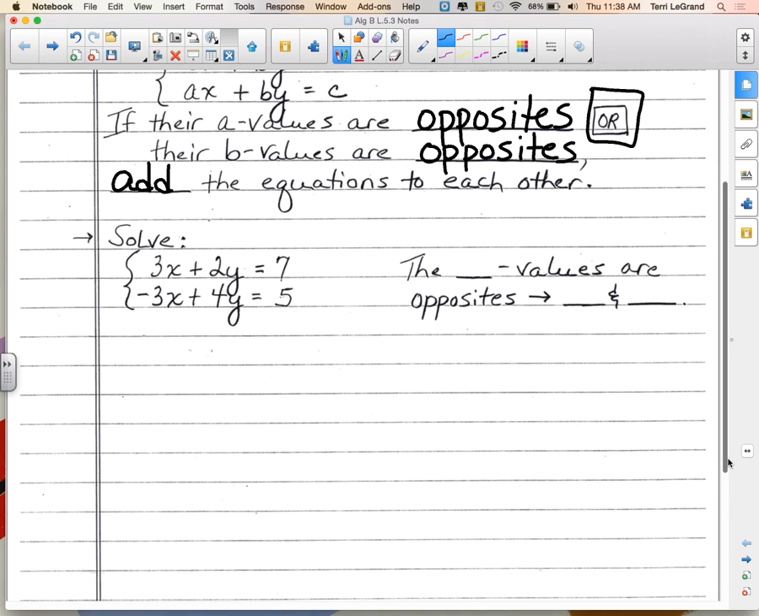So let's look at our first system we're going to solve here. 3x plus 2y equals 7. Negative 3x plus 4y equals 5. Before we even move on, I want you to tell me, would it be a lot of work to graph these, to use the graphing method for these? Why would it be more work to graph them?